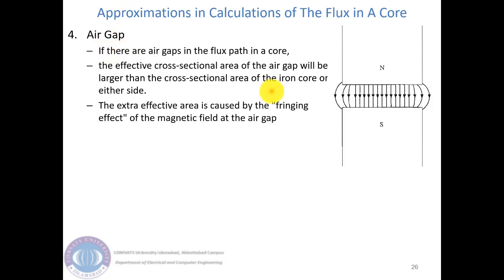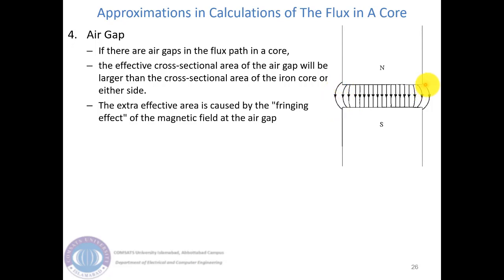So the air gap. Here we can see that whenever we have the air gap, the magnetic flux lines always try to follow the straight lines moving from one pole to another pole. But what happens at the edges is what we have called the fringing effect.